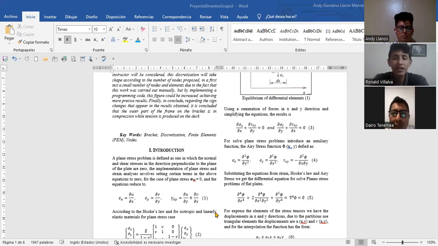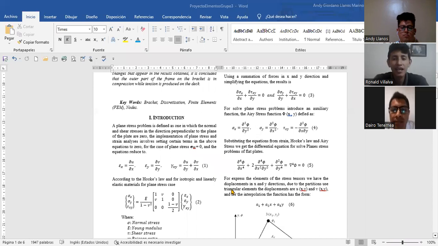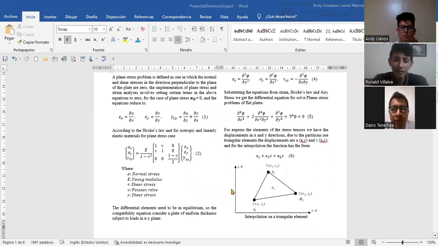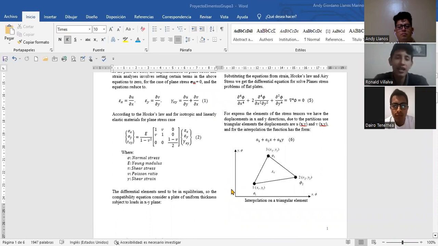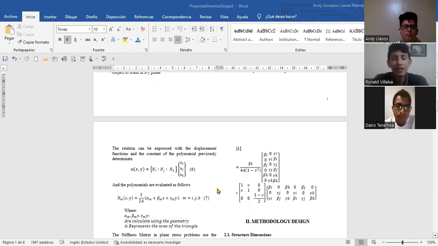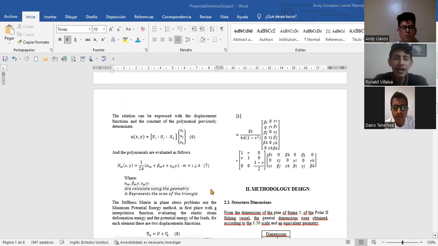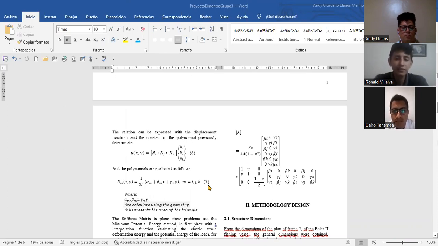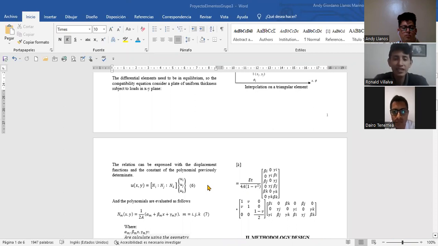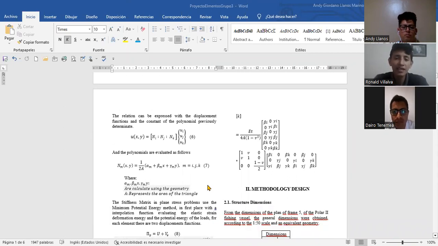And to solve this kind of problem, we use partitions with triangular elements. These triangular elements provide the constants alpha, beta, and gamma, and the triangular elements provide the information necessary to calculate the area of that triangle. So with these constants and this area, we can make the stiffness matrix in a plane stress problem.